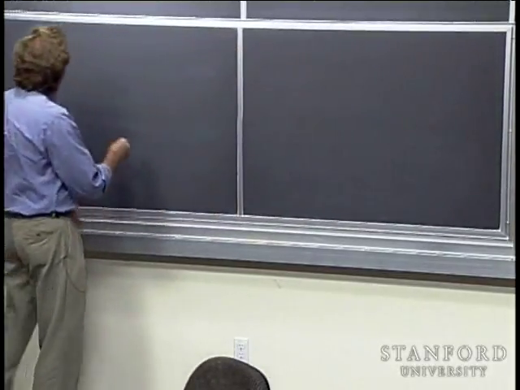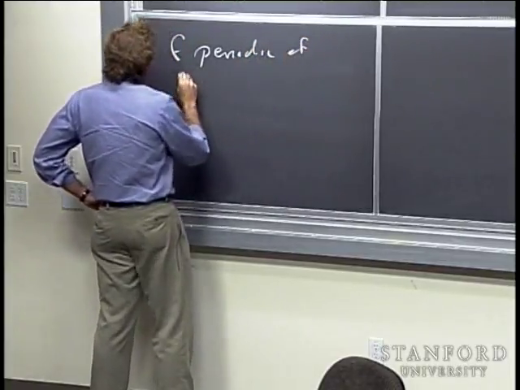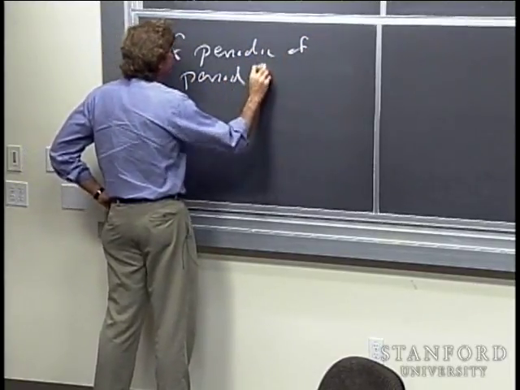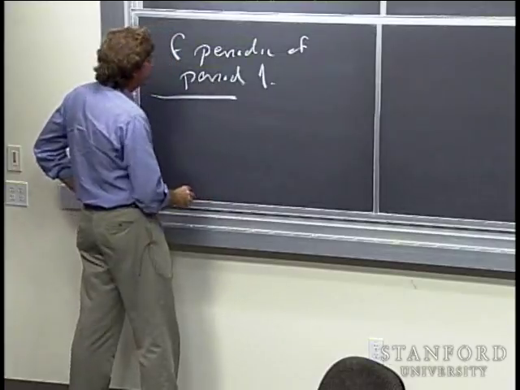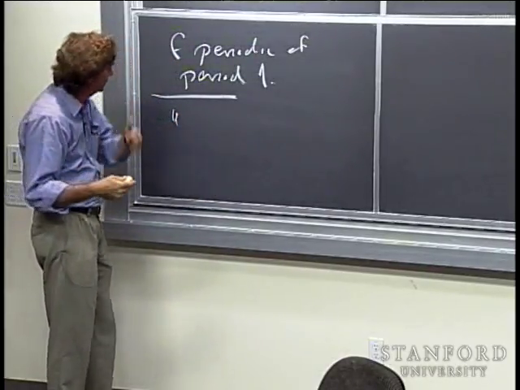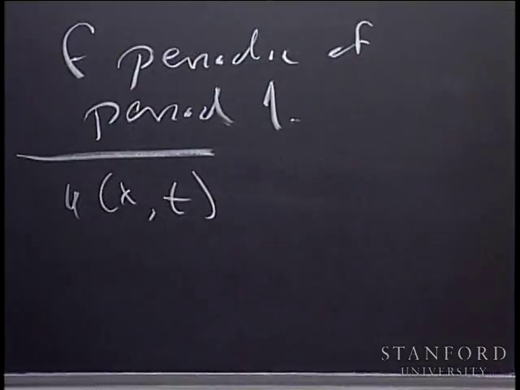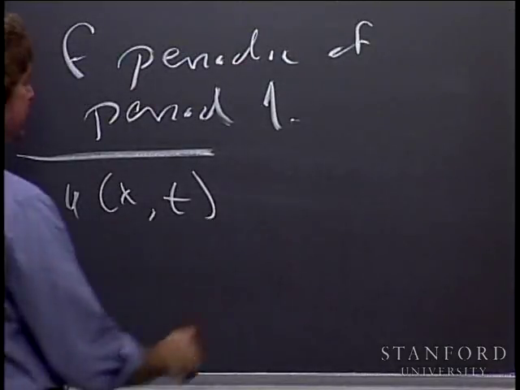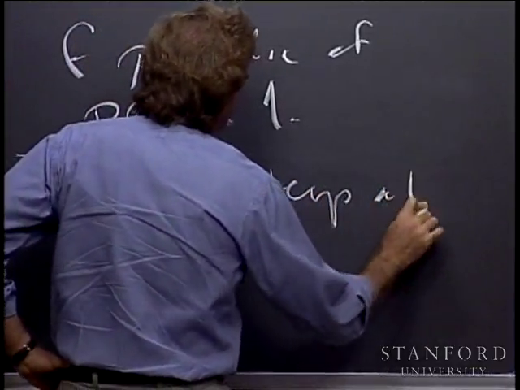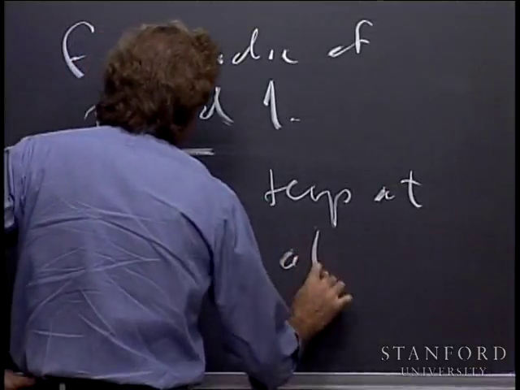So we take f to be periodic of period 1. All right? Then we let u of x,t, now the temperature is varying both in position and in time. The temperature changes as a function of time, and the temperature is different at different points along the ring. So I let u of x,t be the temperature at a position x at time t.